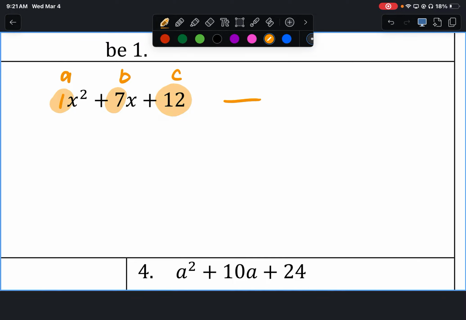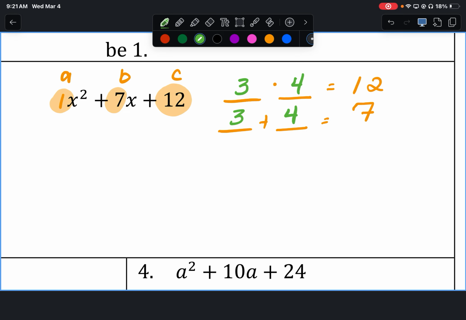Now, we do the same thing. What multiplies to give us A times C? What is A times C? And we have what adds to give us our B. What is our B? What multiplies to give us 12 but adds to give us 7? 3 and 4.